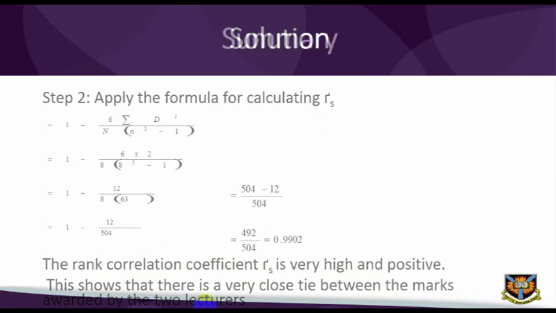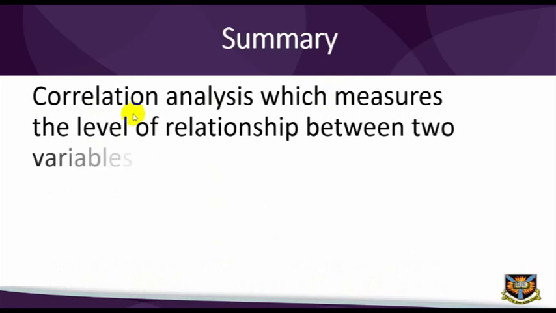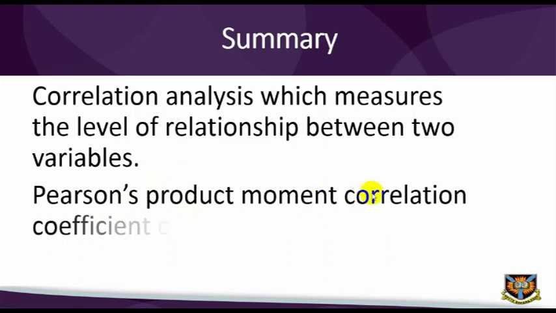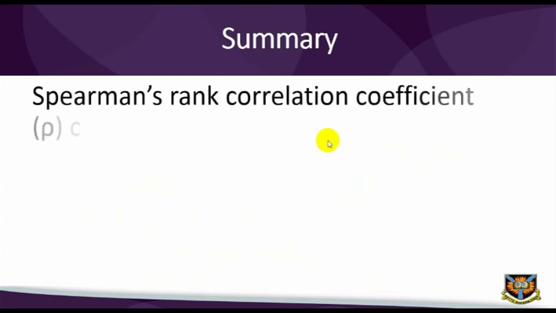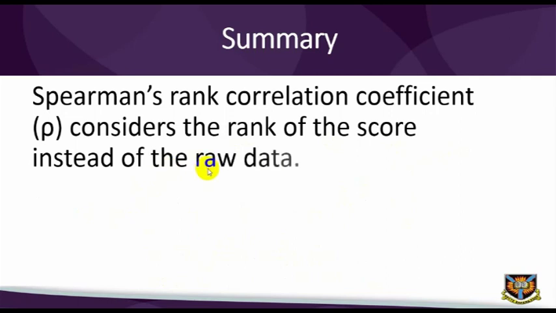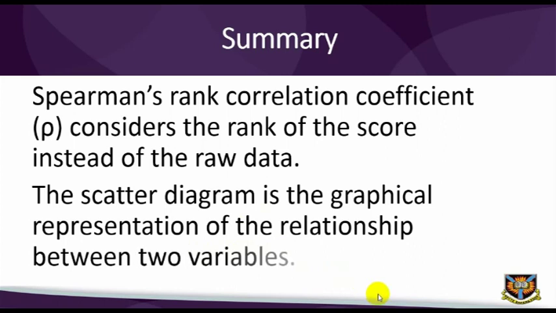Summary. What we have just discussed is correlation analysis, which measures the level of relationship between two variables. The Pearson's product moment correlation coefficient considers the raw data recorded on an interval or ratio scale. The Spearman's rank correlation coefficient considers the rank of the scores instead of the raw data. The scatter diagram is the graphical representation of the relationship between two variables. The line of best fit is the single line that passes through most of the scatter points.